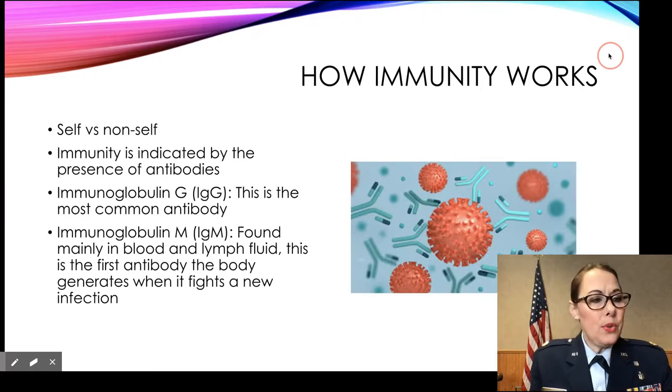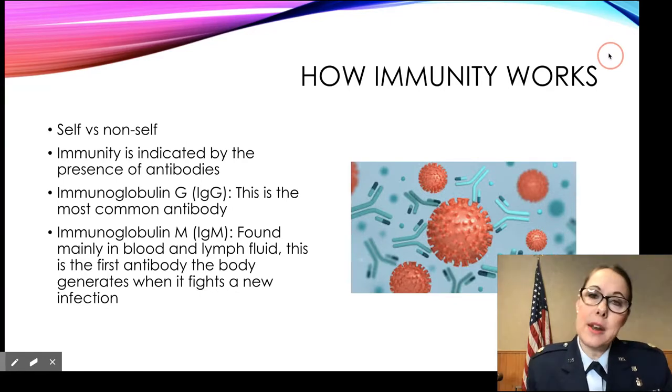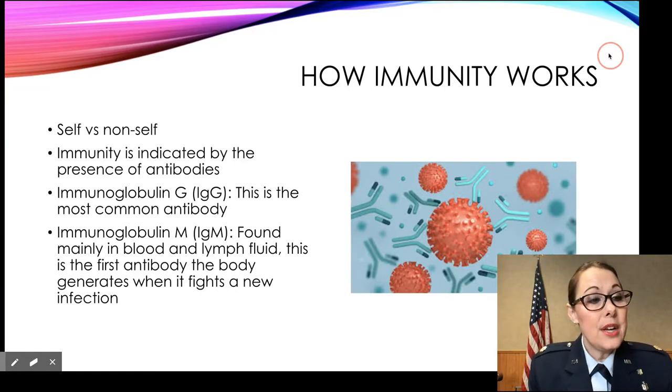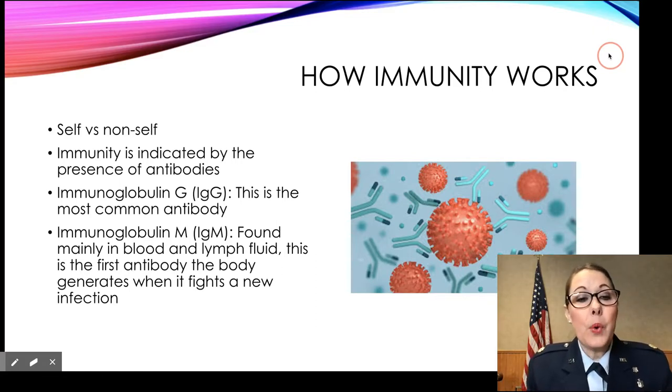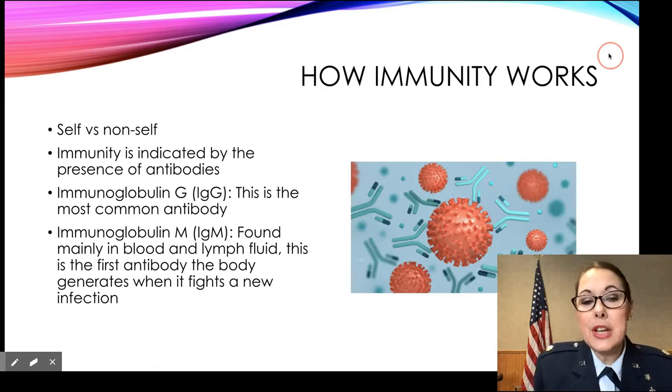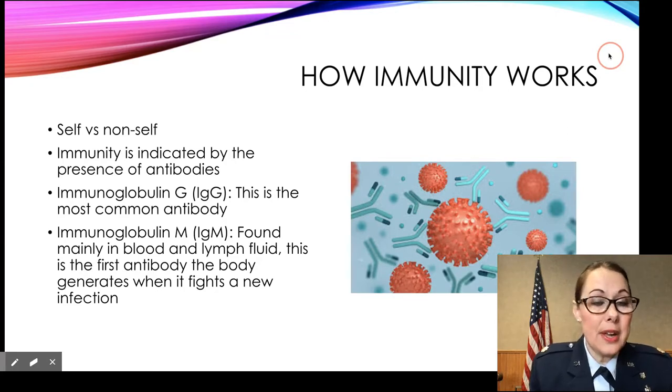So how immunity works. So we talk again about the self and the non-self. So it's important that our body recognizes this. Immunity is indicated by the presence of antibodies or immunoglobulins or IgG. This is the most common antibody. Immunoglobulins, or IgM, are found mainly in blood, lymph fluid, and this is the first antibody the body generates when it is fighting a new infection.